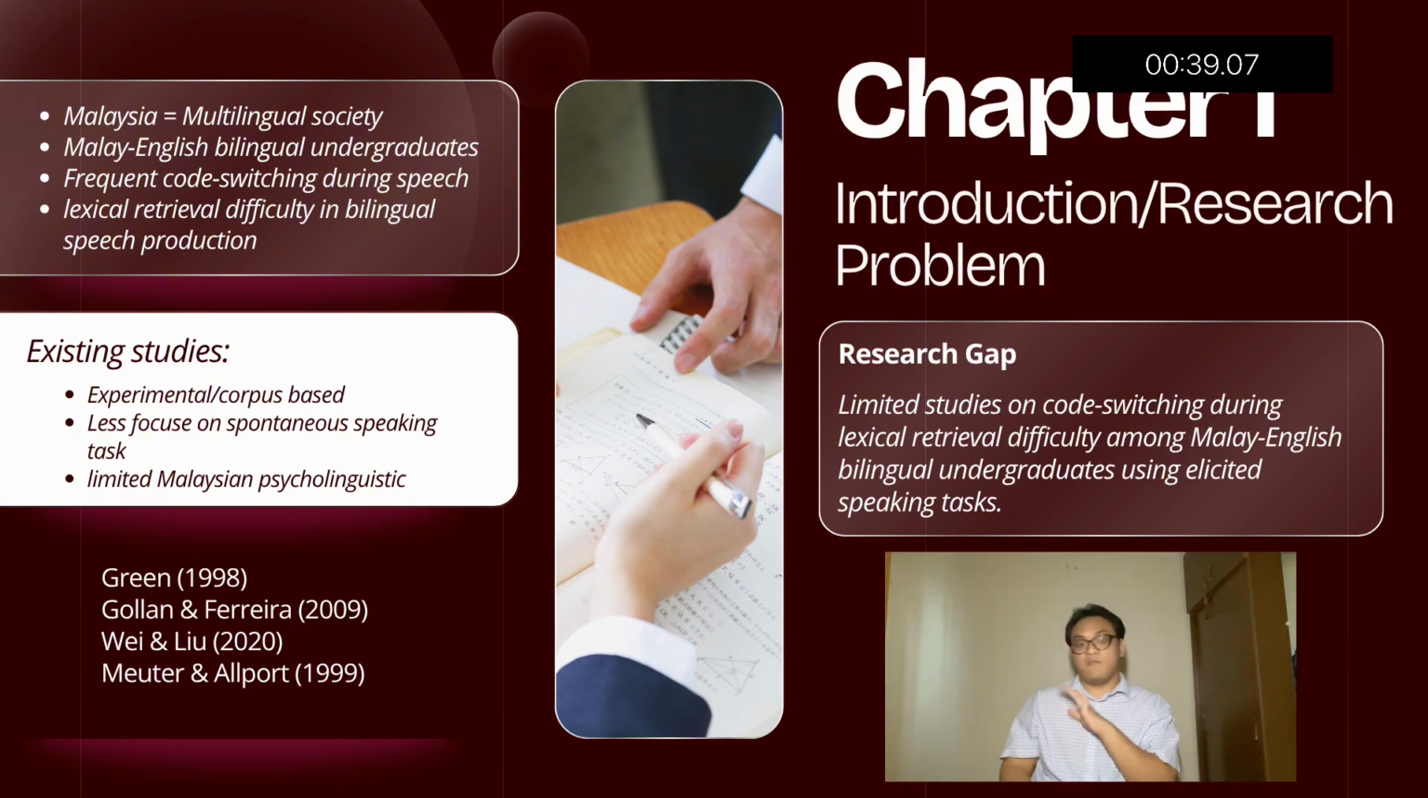Studies by Green, Goldrick and Ferreira, and Mutha and Albert showed that bilingual speakers manage two active language systems simultaneously, which may create lexical competition during speech. Although previous studies examined bilingual language switching through experiments and corpus analysis, limited studies focus on spontaneous speaking tasks among Malay English bilingual undergraduates in Malaysia. Therefore, this study aims to explore how code switching functions during lexical retrieval difficulty in bilingual speech production.